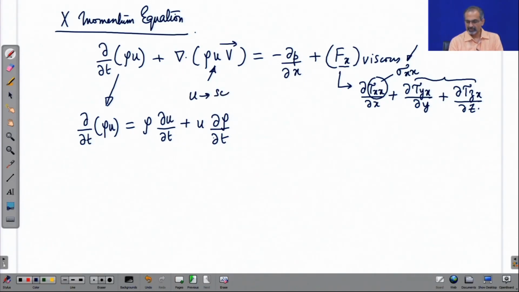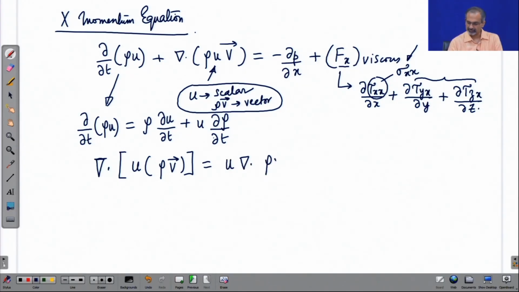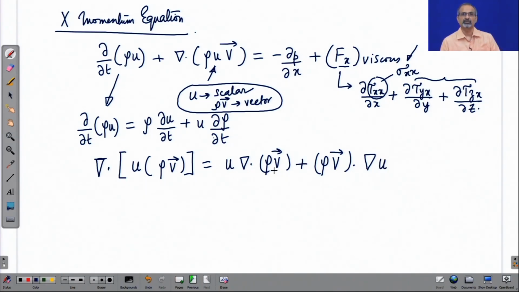We will consider u as the scalar and the product rho times v as the vector. Taking it that way, we apply the divergence. For clarity we can even write it that way. So, it becomes u times divergence of rho v plus rho v dot product with the gradient of u. That is how it works out.